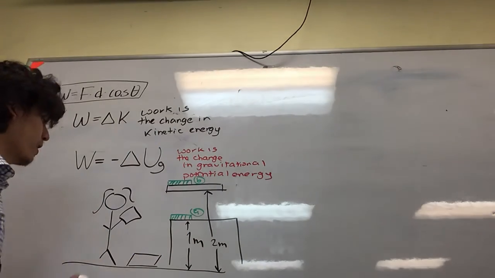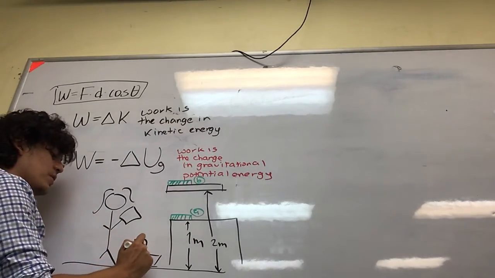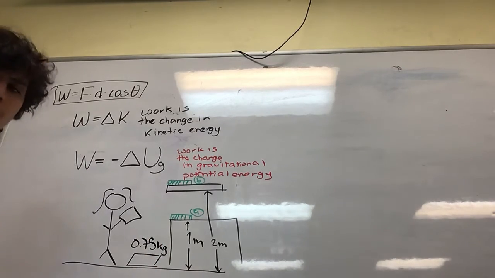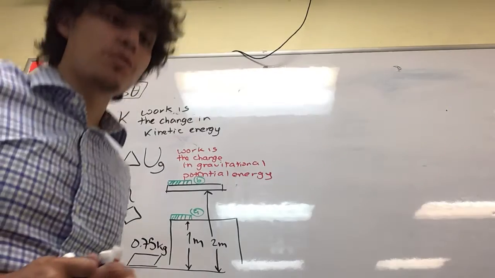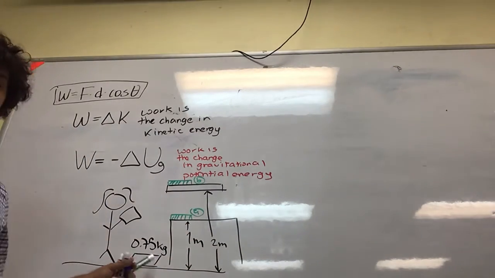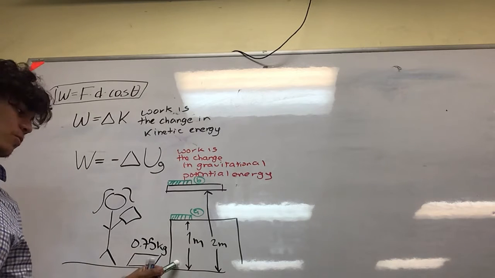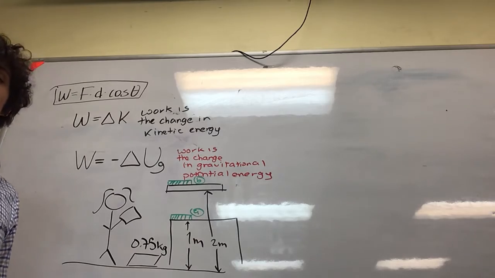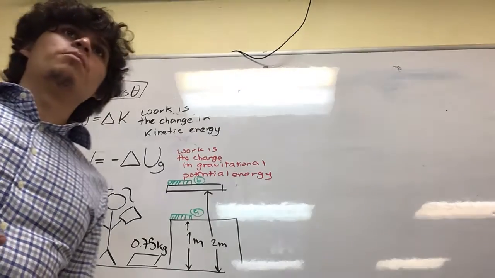Now the book has a mass of 0.75 kilograms. So what is the question that this problem is asking? How much work did she do to lift the book from here to here? How much work did she do to lift the book from here to here? Well, that's really easy. How do we find the work done by this student?